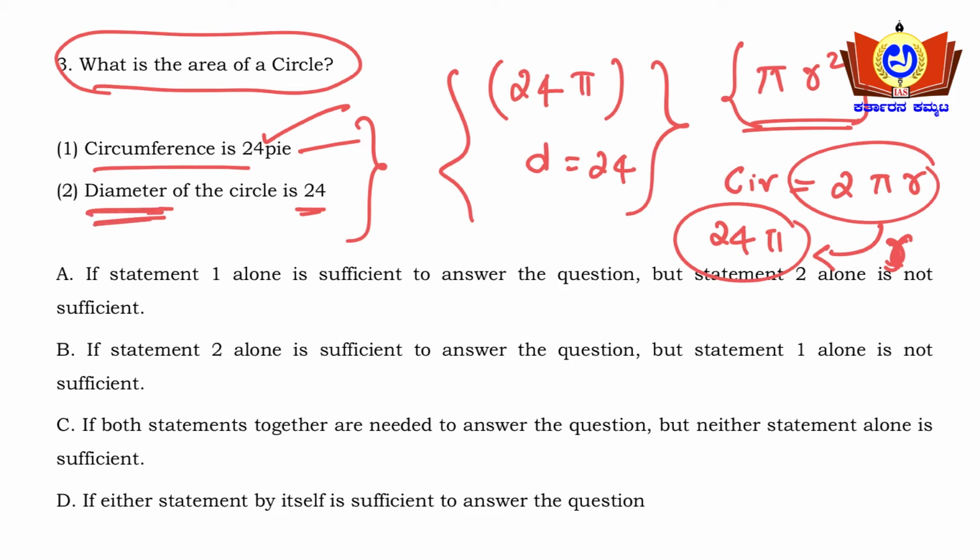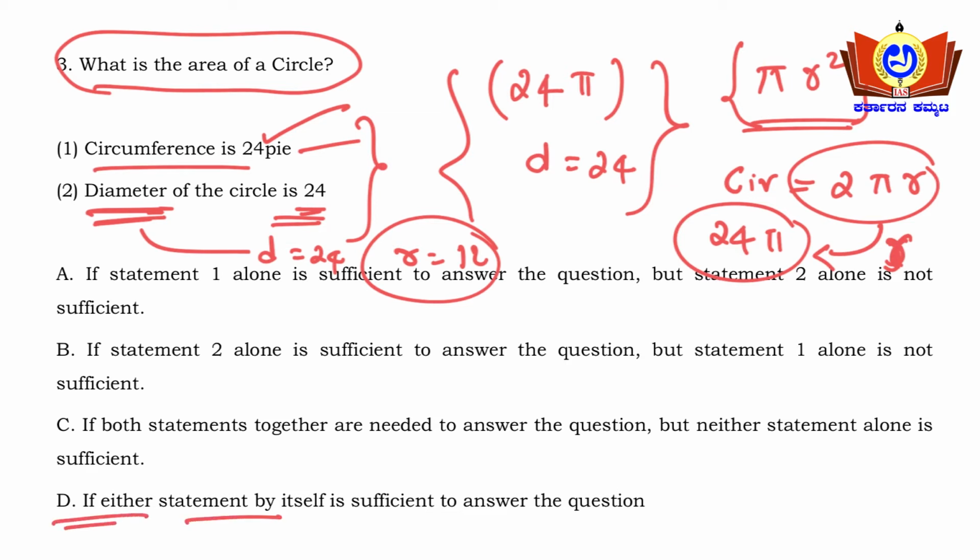And statement 2 is the diameter of the circle is 24 here. If the diameter d is 24, then the radius will obviously be 12 here, because the radius is half of the diameter. Then statement 2 alone is sufficient to answer the question, my dear friends. So hence option D, if either statement by itself is sufficient to answer the question, will be the right answer, my dear friends.